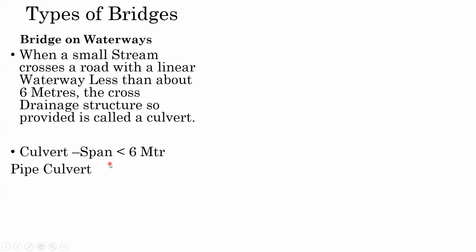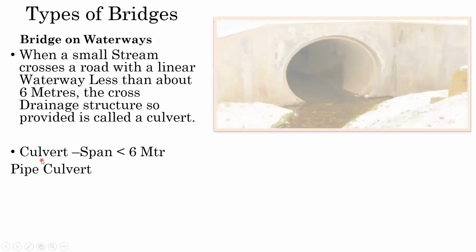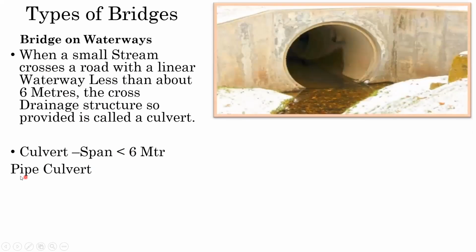If the span of a bridge is less than 6 meters, we call it a culvert. To put it in a better way, when a small stream crosses a road with a linear waterway less than about 6 meters, the cross drainage structure so provided is called a culvert. Under the culvert, we have two types. The first is called a pipe culvert.